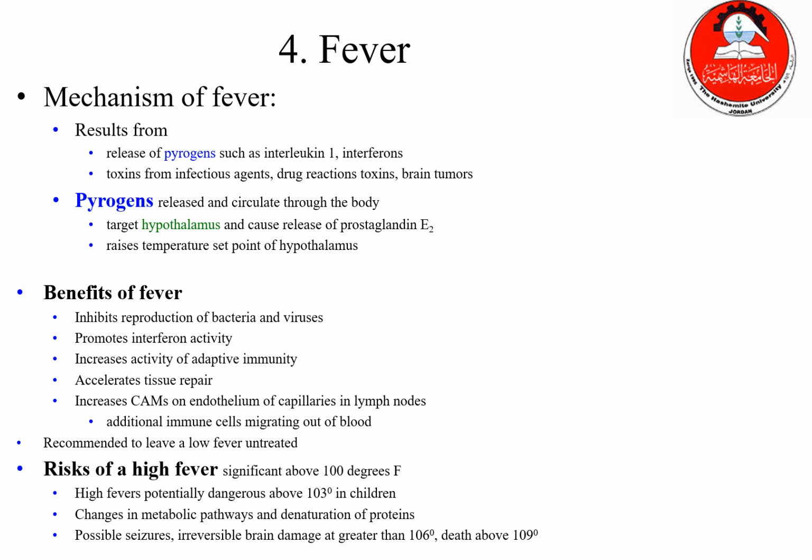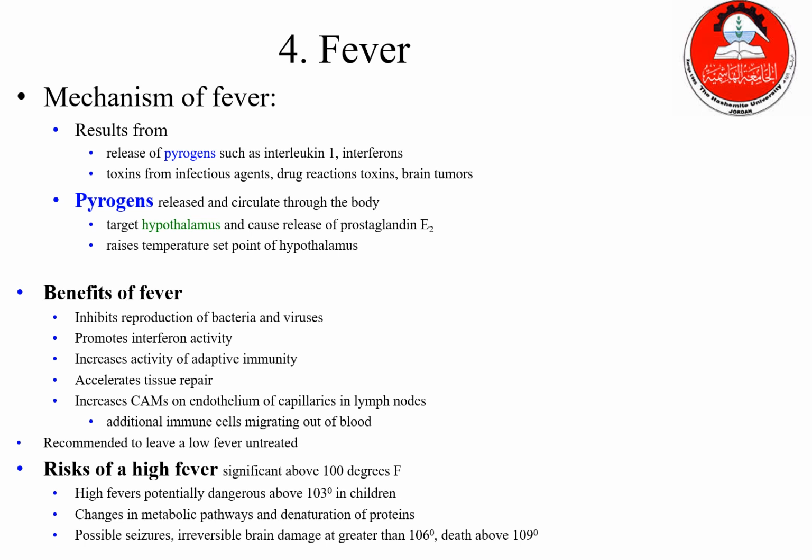Therefore, the hypothalamus is like a thermometer, like a sensor, set to normal temperature. Once there is presence of infectious agents, drug reaction toxins, or brain tumors, we get production of prostaglandin E2. The prostaglandin E2 is going to lead to setting the hypothalamus at a higher temperature.